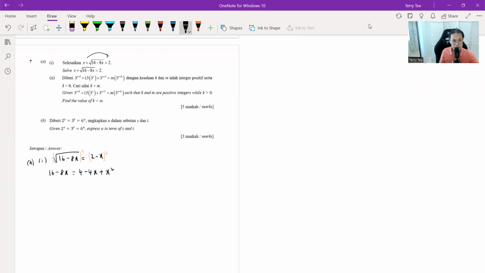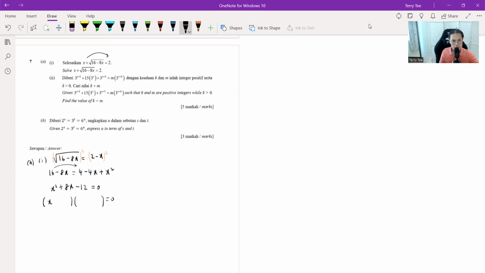Bring everything to the right. Your x squared. Bring 8 to the right. So it's positive 8 minus 4, so it's 8x. 16 bring to the right. 4 minus 16, -12. I just rewrite everything on the left. Let it be 0. Now, notice we can factorize this, double bracket.